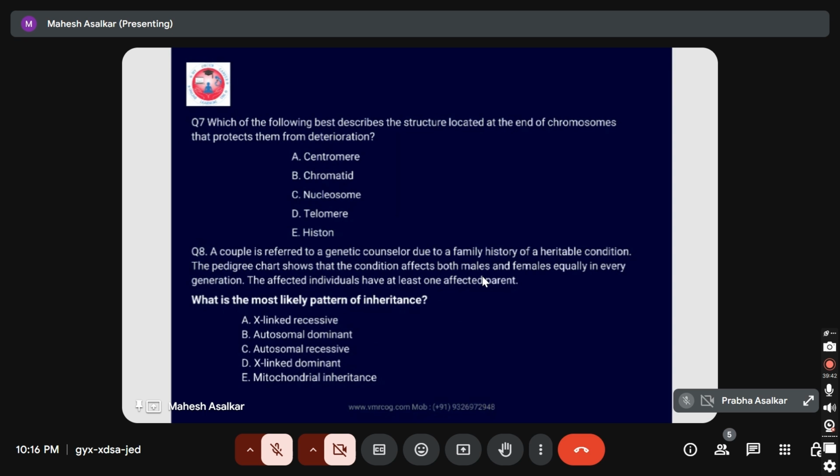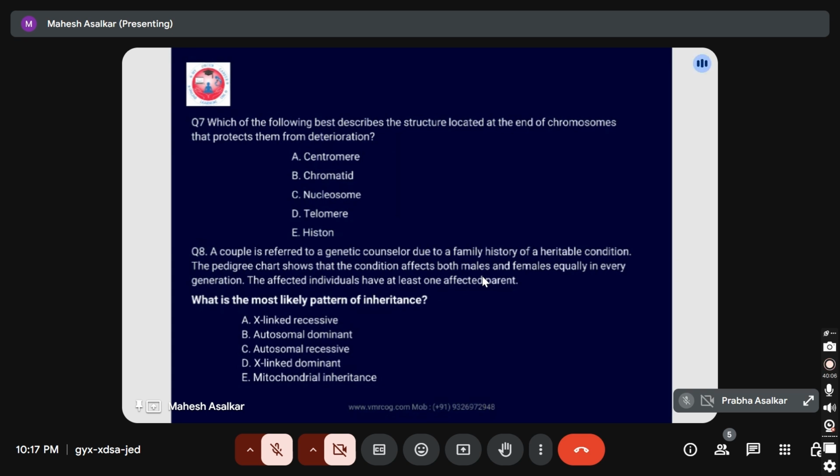A couple is referred to a genetic counselor due to family history of a heritable condition. The pedigree chart shows that the condition affects both males and females equally in every generation. The affected individuals have at least one affected parent. Most likely pattern of inheritance? Autosomal dominant. B, autosomal dominant.